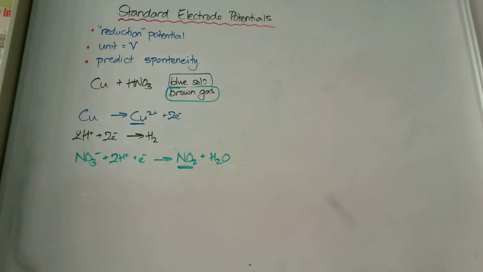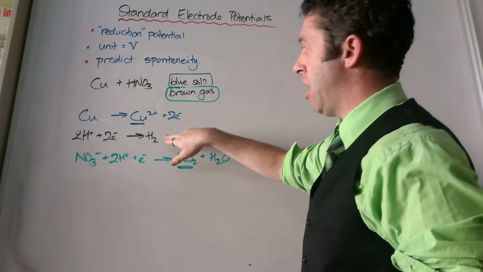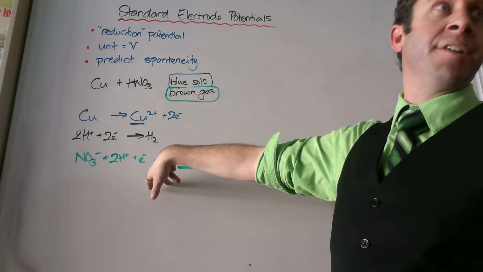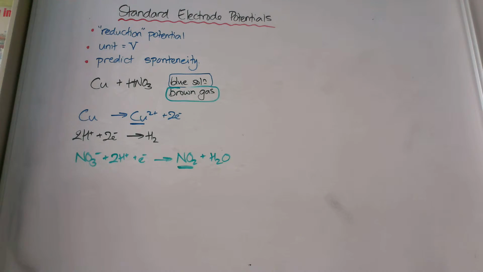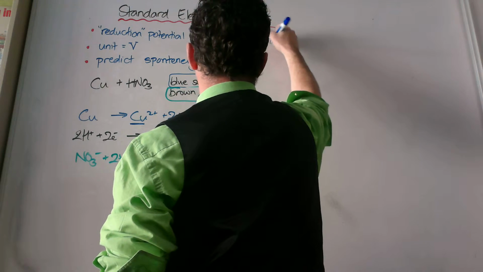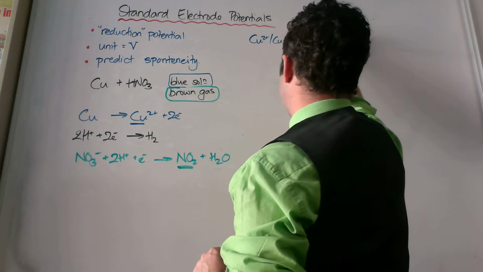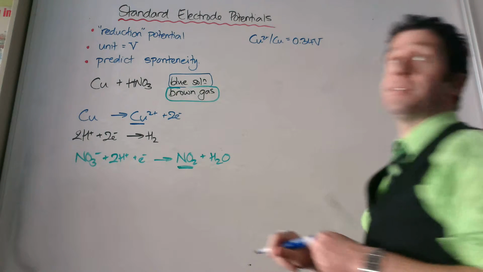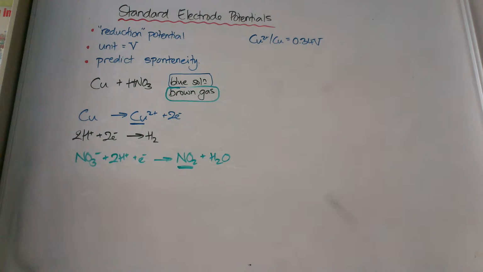Every pair has got a reduction potential. So we've got 3 pairs in here: copper, hydrogen, and nitrogen dioxide. Okay, and they're pairs. And we can look up their electrode potentials in a book. And we find that the copper 2 plus copper electrode potential is 0.34 volts. Okay, I'm not going to go through how we calculate or how we find these out yet. Just trust me on these. And these values will be given to you in any assessment.